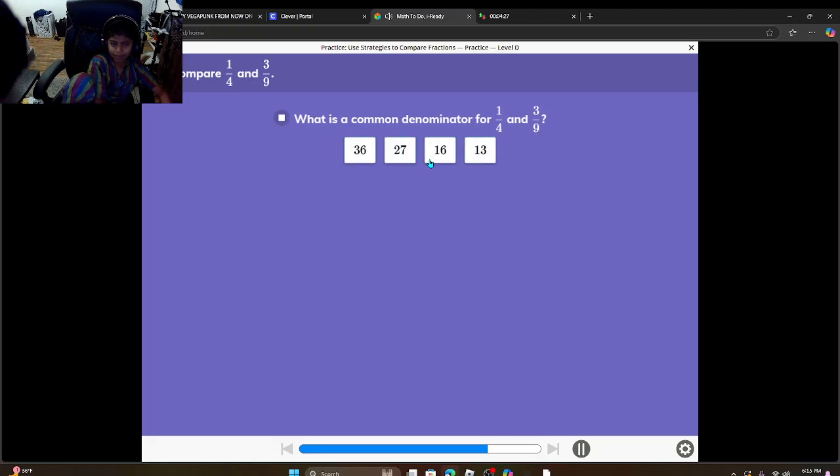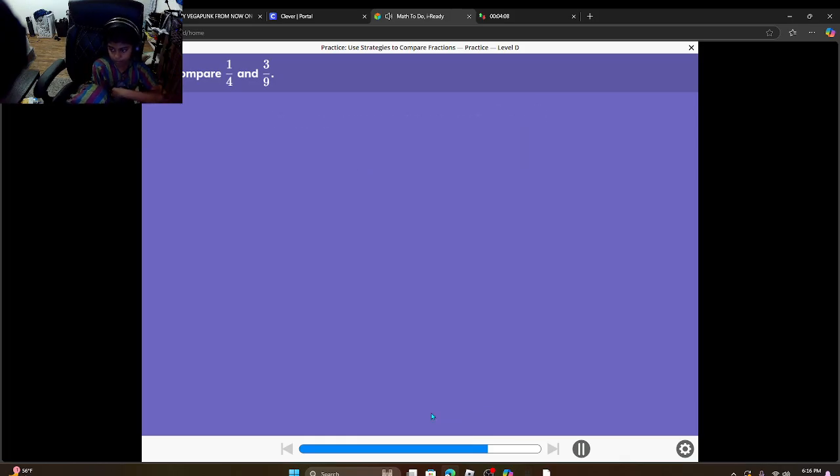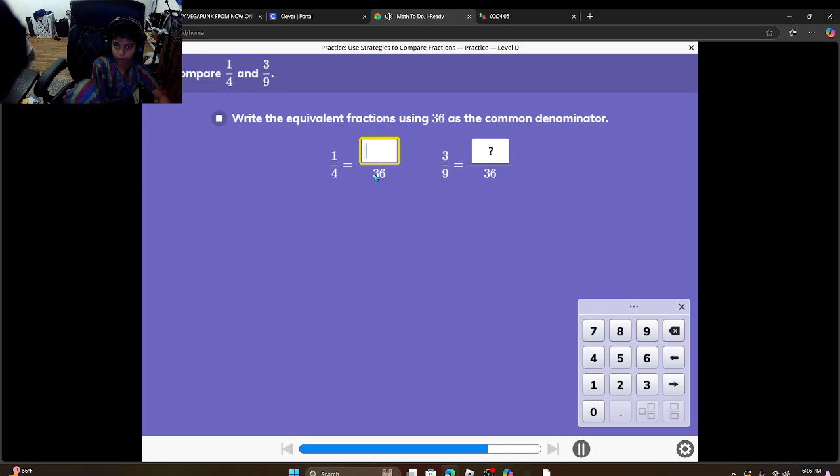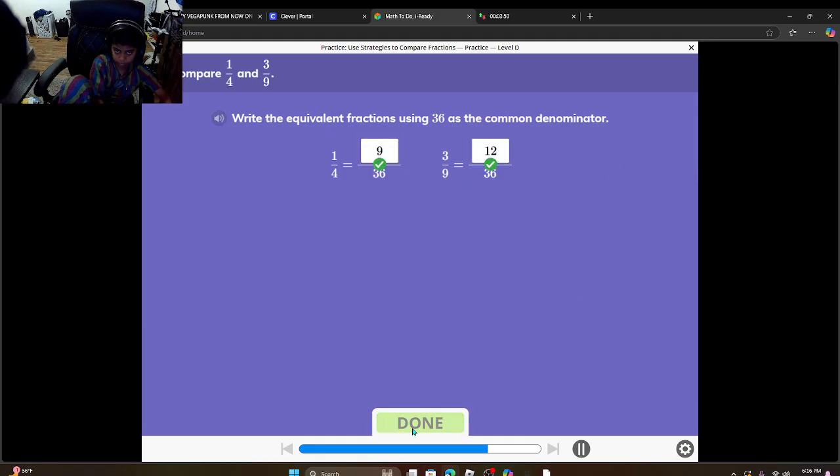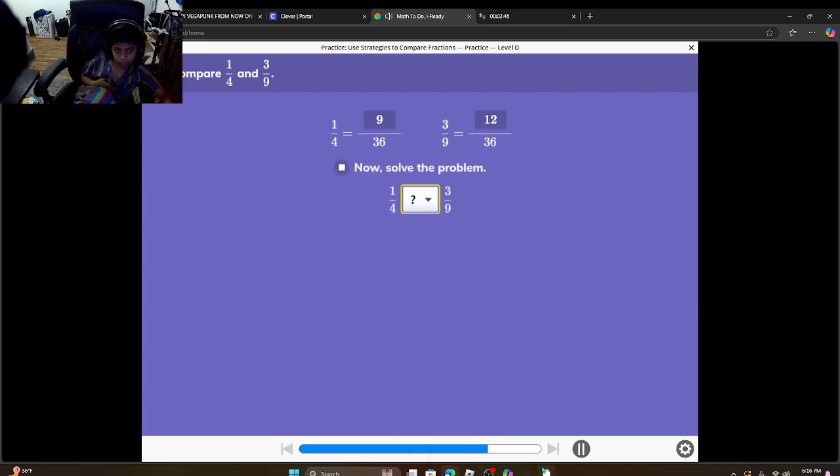What is a common denominator for 1/4 and 3/9? Times the two by each other. 36. Write the equivalent fractions using 36 as the common denominator. Times this by 9, times that by 9. Times this by 4, times that by 4, 12. Now, solve the problem. This one. Good job!